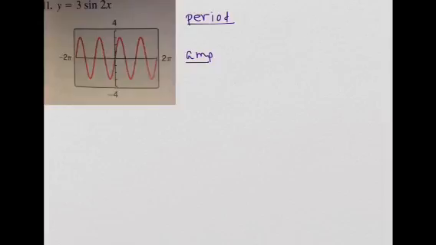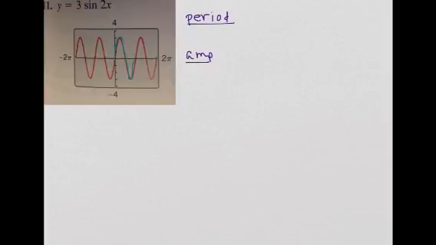Alright, so for 11, they're asking you to state the period and amplitude. So 11 has several periods graphed on here for the equation y equals 3 sine 2x. So I'm going to just outline one of them. That's one complete cycle right there. Everything else is just a repetition of that, right?